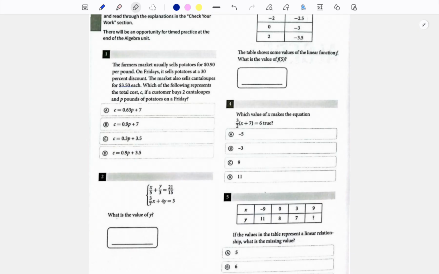Today I'm gonna share with you the solution of some SAT math questions which are related with algebra.